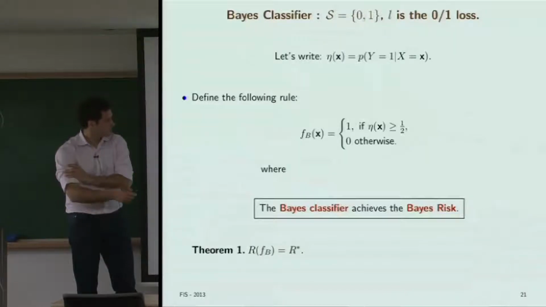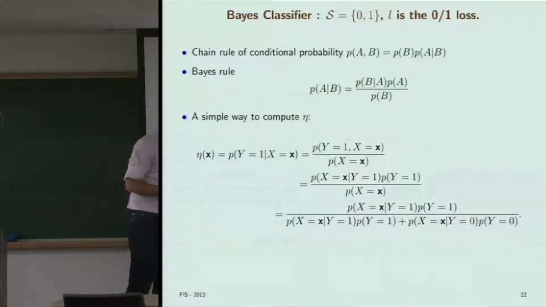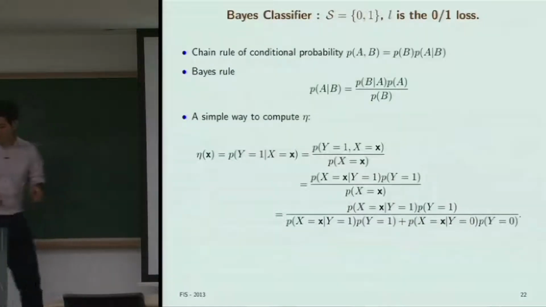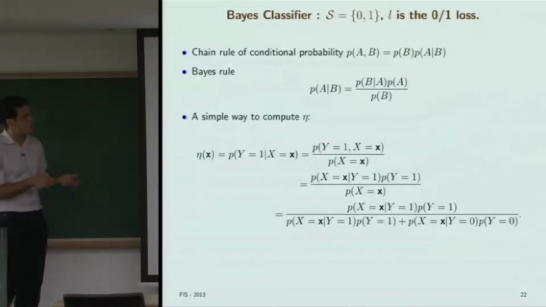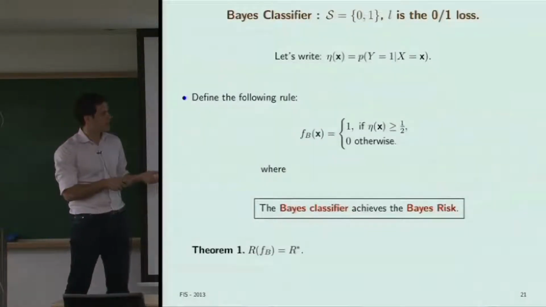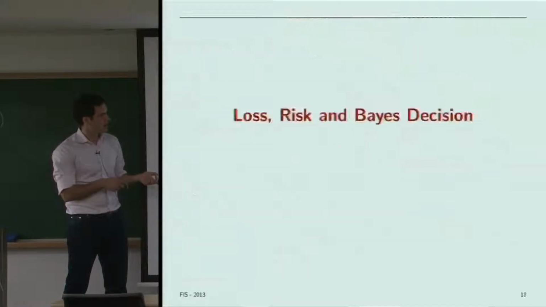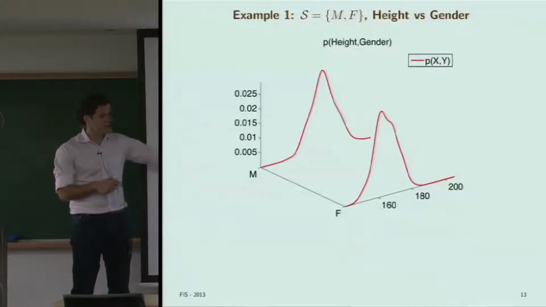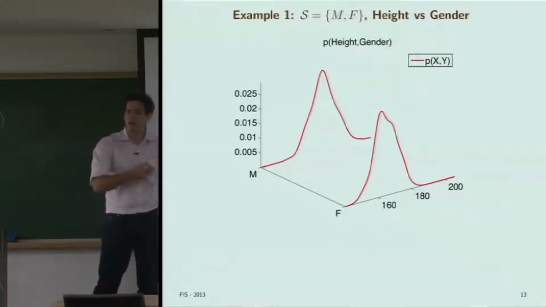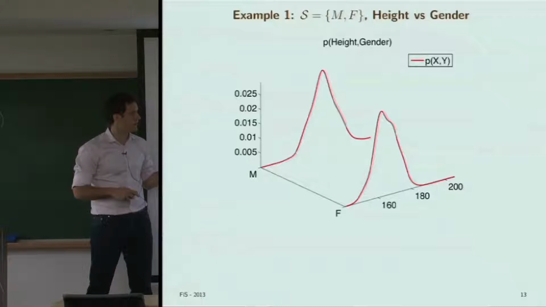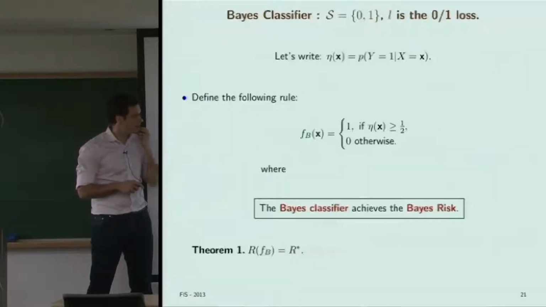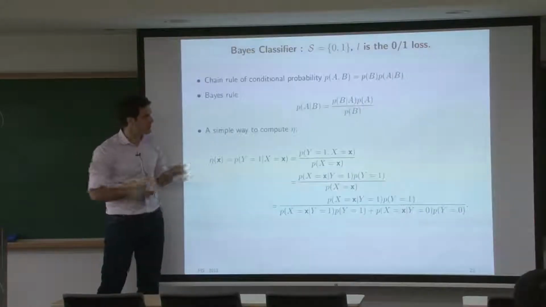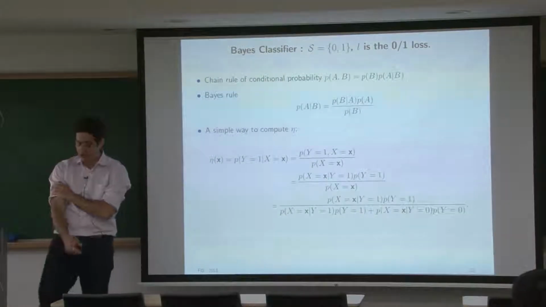So if you want to play with the curves that I just gave you, how can you actually compute this eta given these two curves here? Okay. I told you that if you have the density, then you have the function eta. And this function eta is all you need to compute the best possible classifier. Well, to really compute the function eta, you need to do a bit of Bayesian calculus, very elementary.